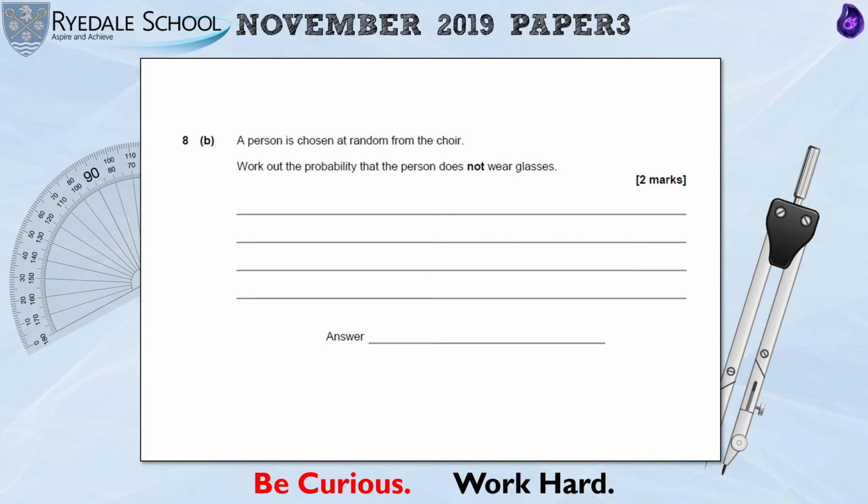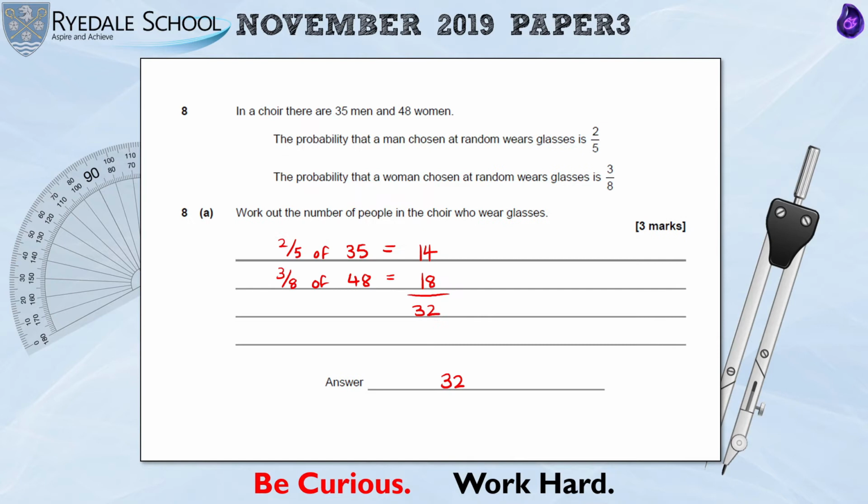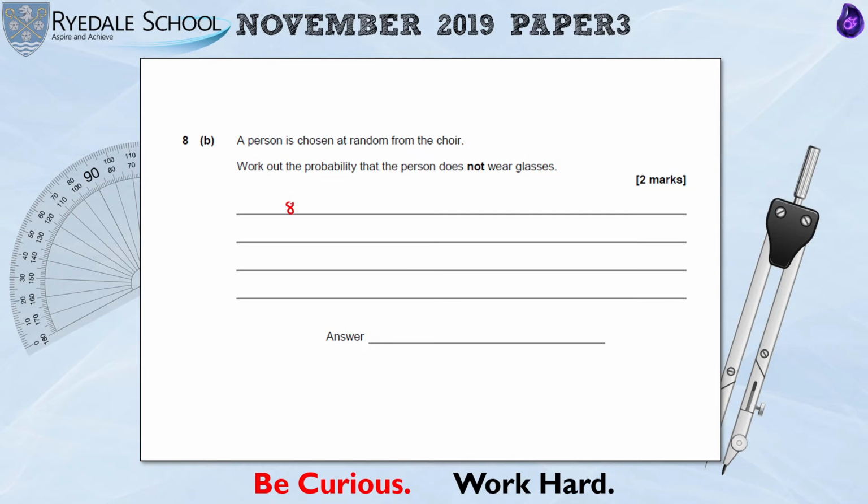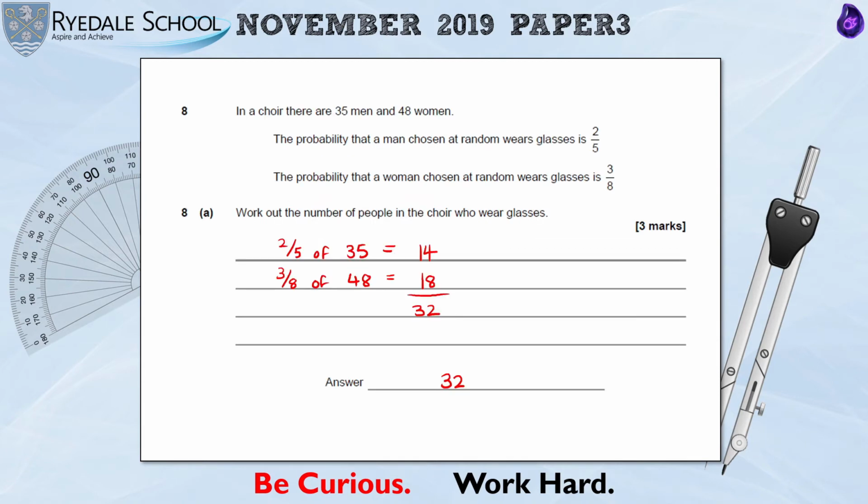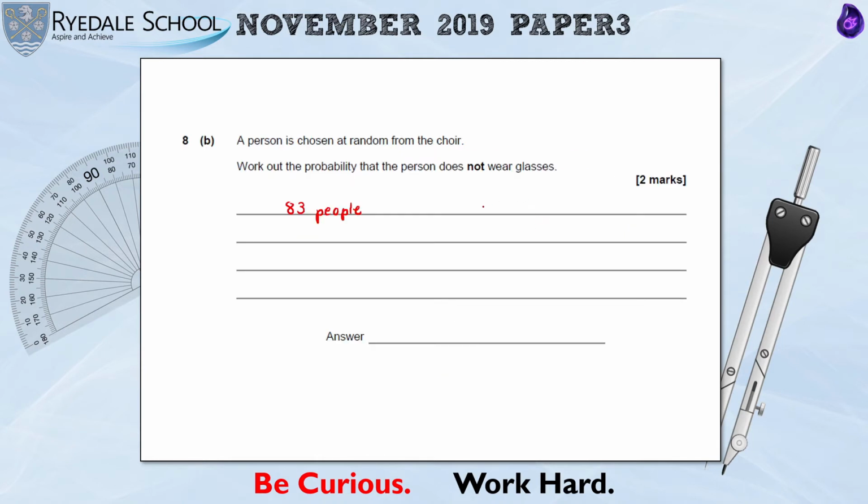It then asks us to work out a person chosen at random from the choir who doesn't wear glasses. So let's just go back and have a look at this question again. We know there are 35 men and 48 women. So altogether, that is 83 people. Let me write that down. There's 83 people altogether. We have just worked out that 32 of them wear glasses. So the rest do not. So we need 83 take away 32. So that means there are altogether 51 people not wearing glasses.